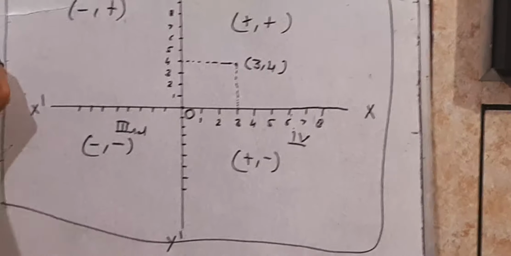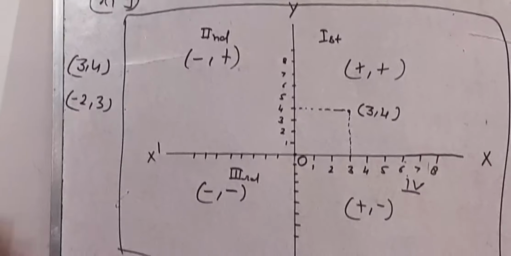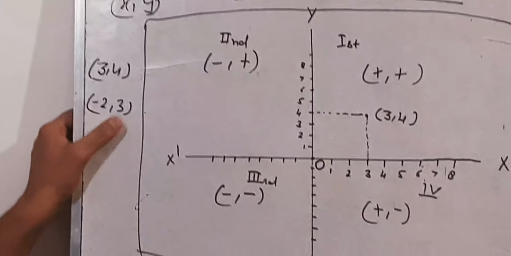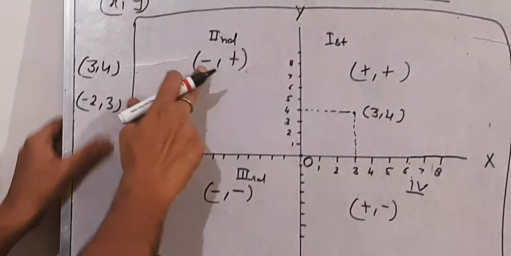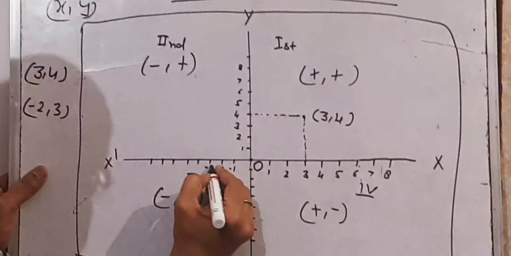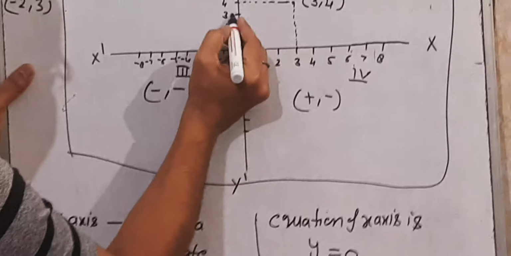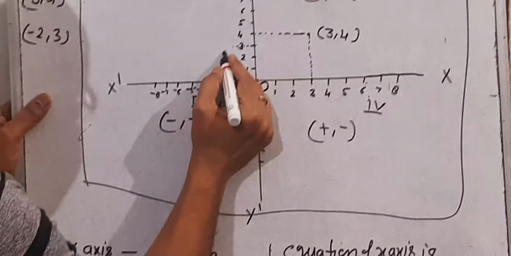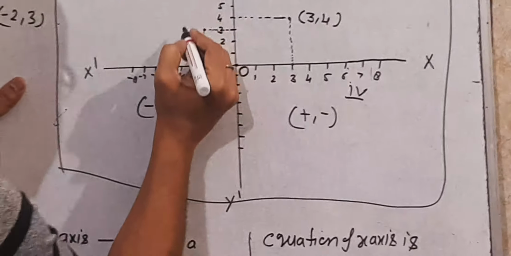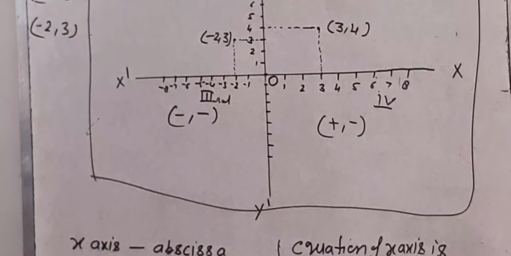Suppose that the point is (-2, 3). Its x coordinate is negative, y coordinate is positive. Minus, plus. Now see the sign: x equal to minus 2, so minus 1, minus 2 on the x-axis, and then y is 3. That is your point (-2, 3). If you want, you can give a name to any point.